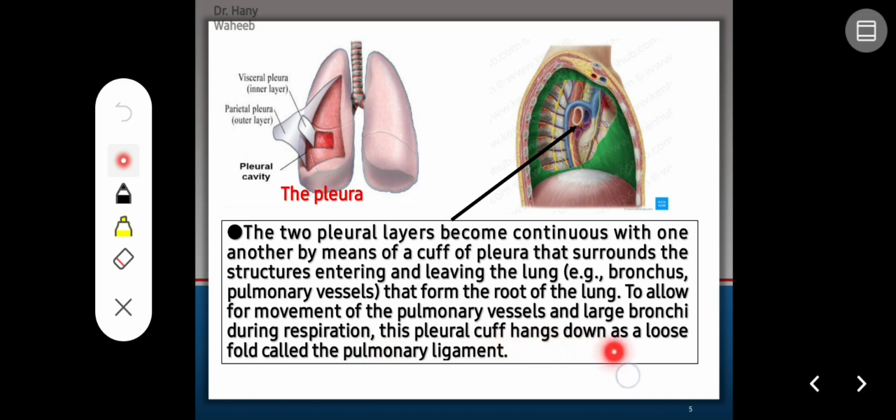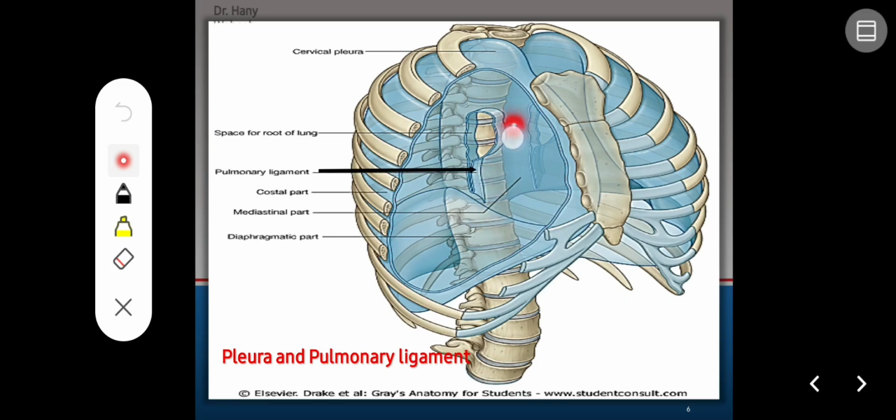This pleural cuff hangs down as a loose fold called the pulmonary ligament. So below the root of the lung there is a fold of the pleura called the pulmonary ligament, which also allows for the free movement of the structures within the root of the lung during respiration. Here, this is the cuff of the pleura around the root of the lung and the pulmonary ligament below the root of the lung. This is the pleura, pleural sac, and the pulmonary ligament.